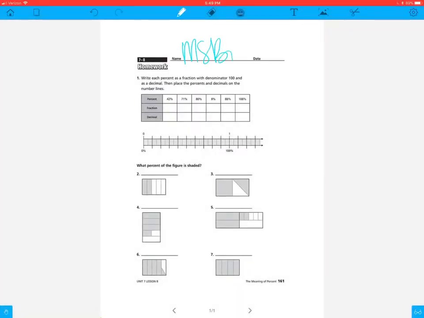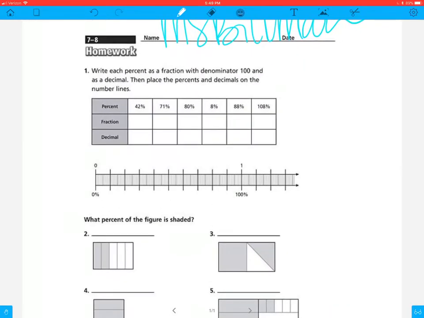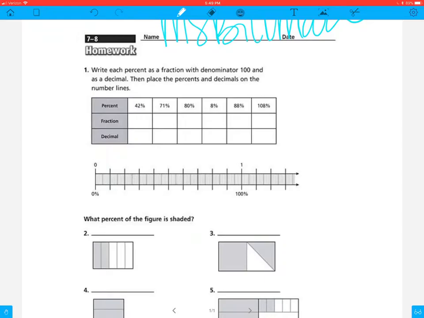It's me, Miss Billman, and this is the Unit 7, Lesson 8 homework. This is all about percents. I love percents because I like to save money, so like 20% off something. I also deal with grading things a lot, so people ask me, what's my percent on this? What's my grade? So it's percent.